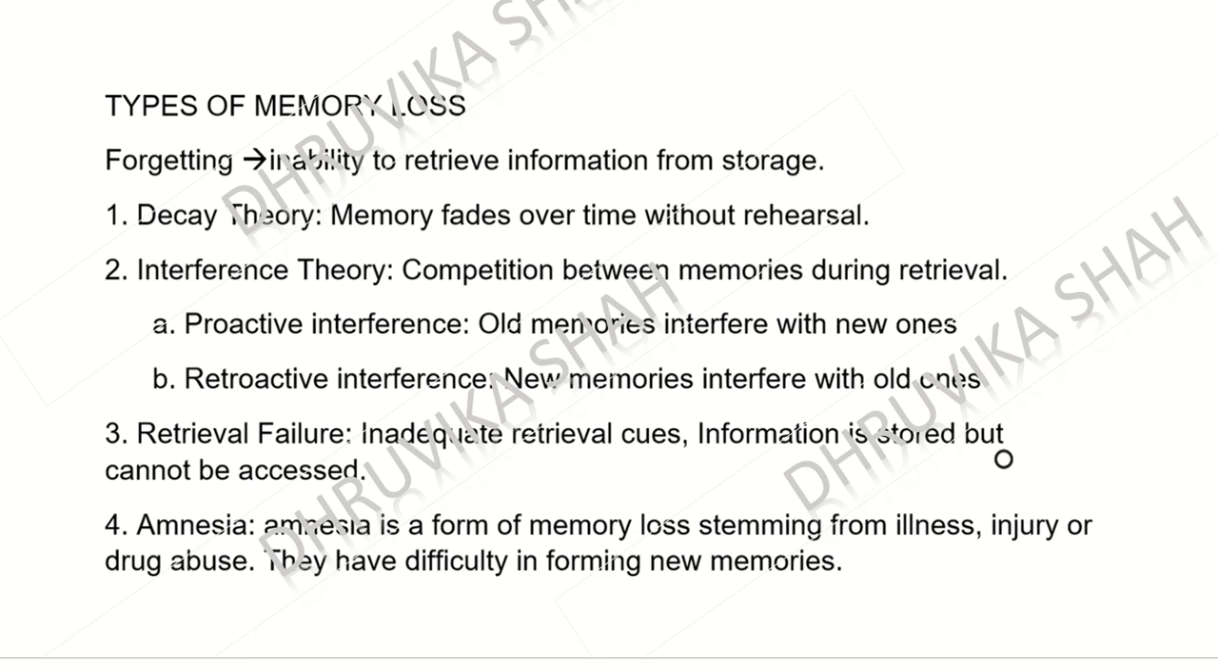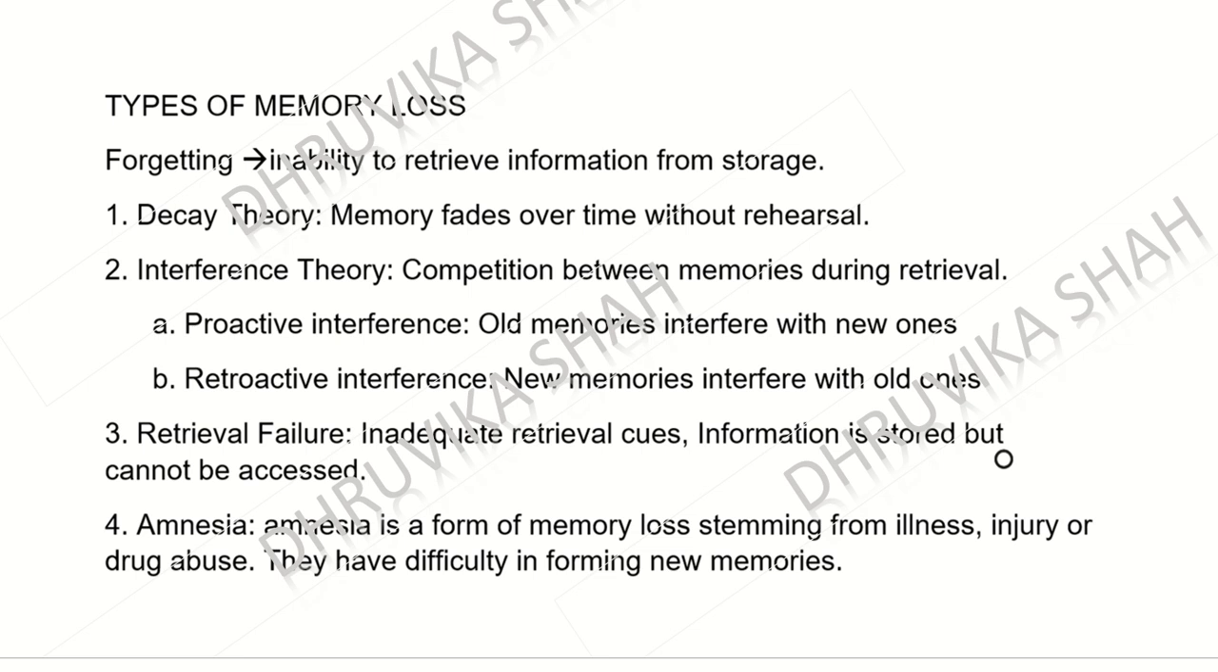So there are two types of interference theory. First is proactive interference and the second is retroactive interference. Where old memories interfere with the new ones, we call it proactive interference. But when new memories interfere with the old ones, that is retroactive interference.